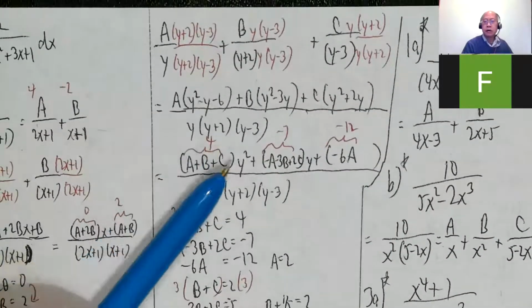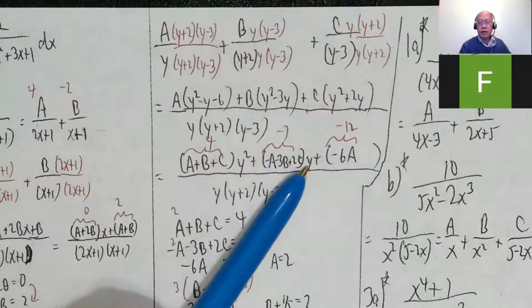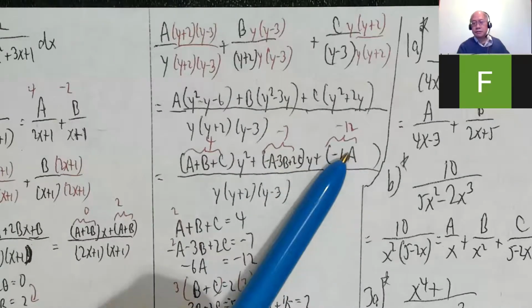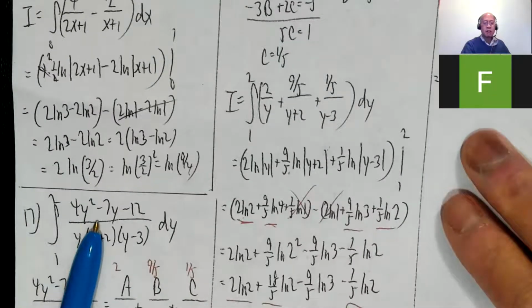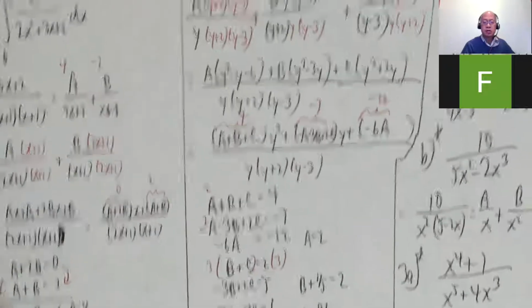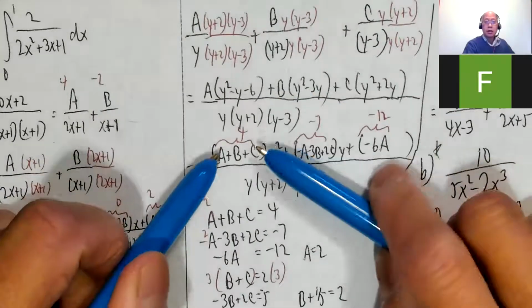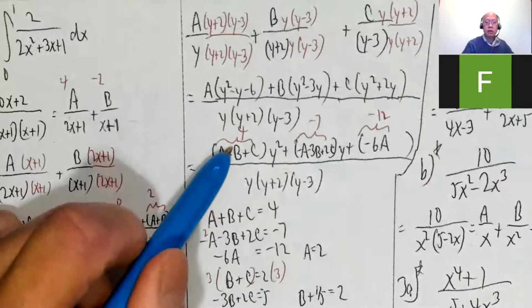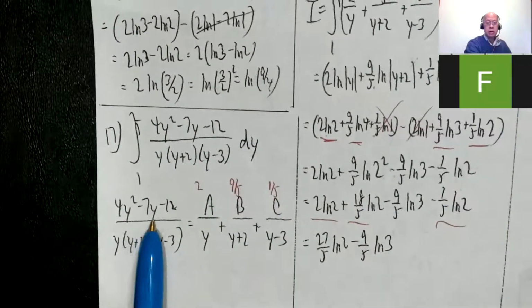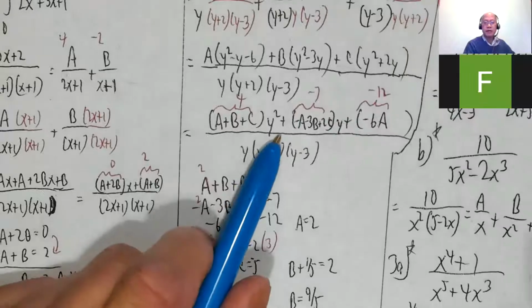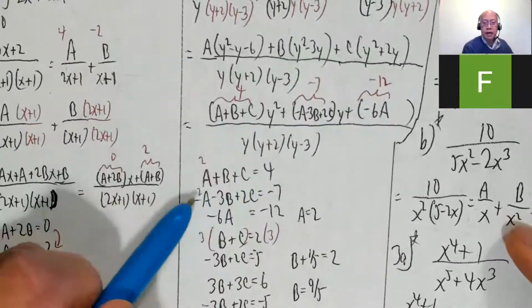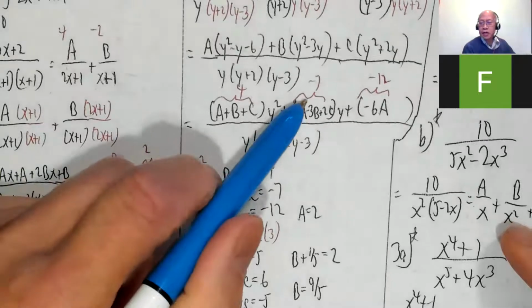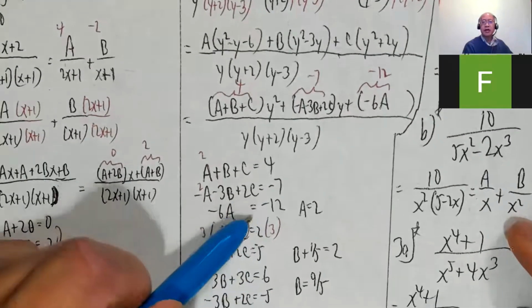So I got blah, blah, blah, y squared, blah, blah, blah, y, and blah, blah, blah, just constant. And now I look back at what I originally had, 4y squared minus 7y minus 12. Okay, so just like before, that means all of this better be 4. The y coefficient better be negative 7, and the constant better be negative 12. So a plus b plus c equals 4. Negative a minus b plus 2c equals negative 7. And negative 6a equals negative 12.